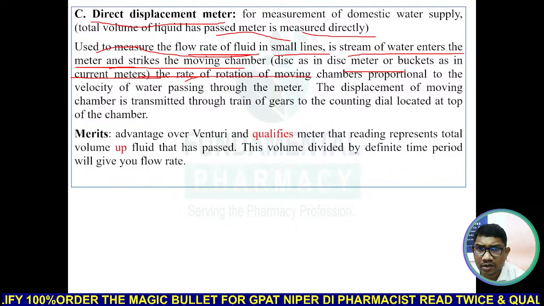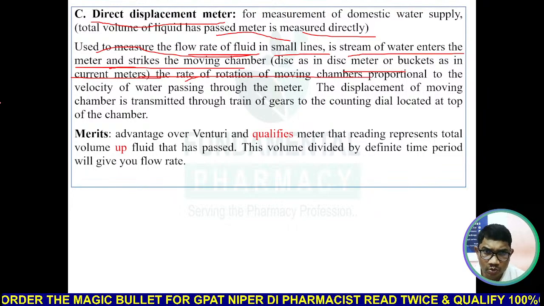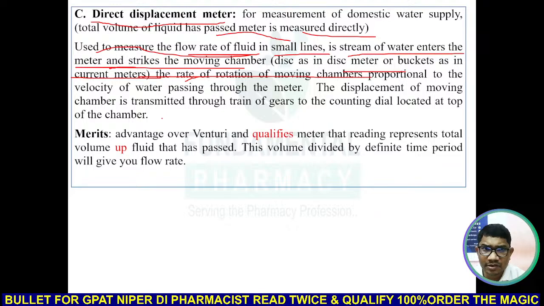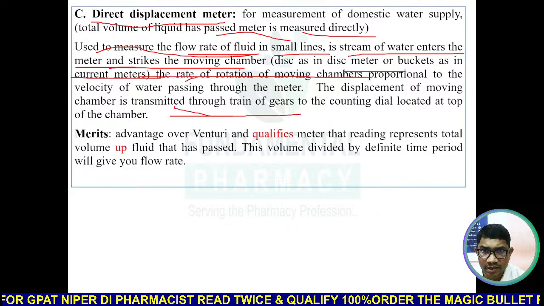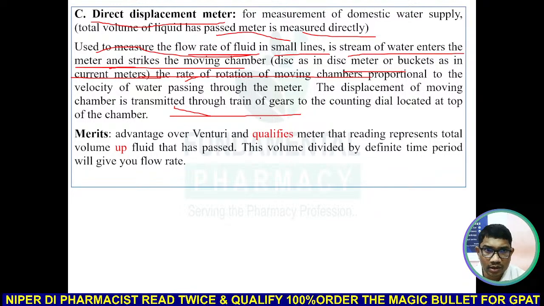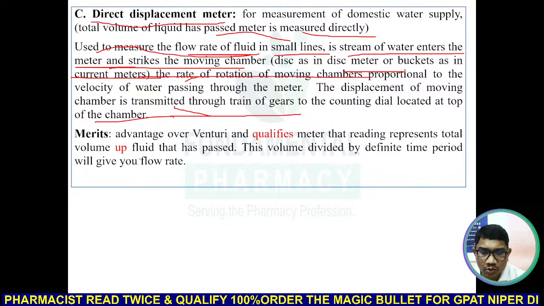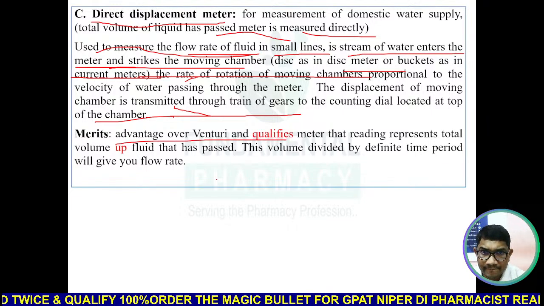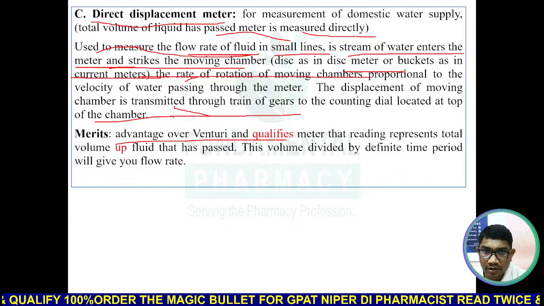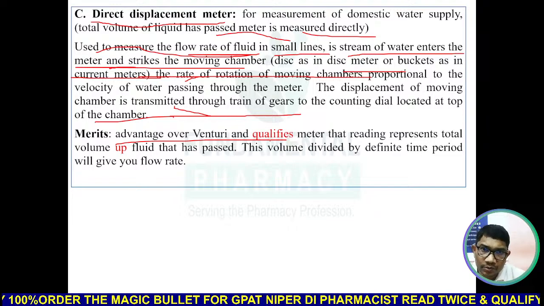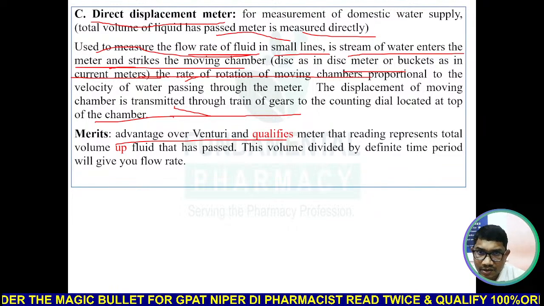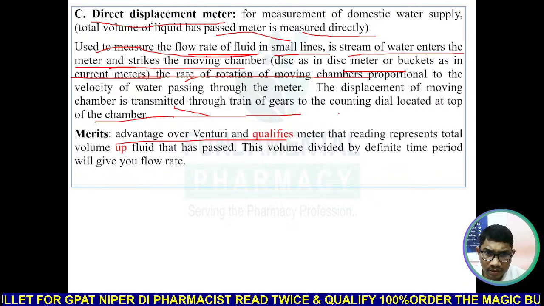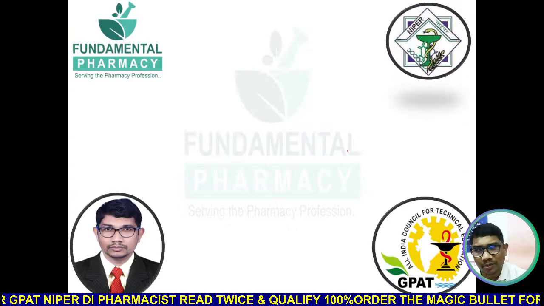The rate of rotation of the moving chamber is proportional to the velocity of water passing through the meter. The displacement of the moving chamber is transmitted through a chain of gears to a counting dial located on top of the meter. छोड़ो, इतना इम्पोर्टेंट नहीं है. Merits, advantage over venturi meter and variable area meter, orifice meter. Advantage over venturi and orifice meter: the reading represents the total volume of fluid that has passed. ये हो गया आपका flow of fluid.